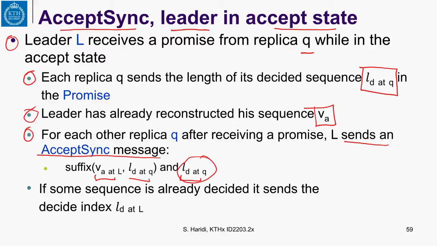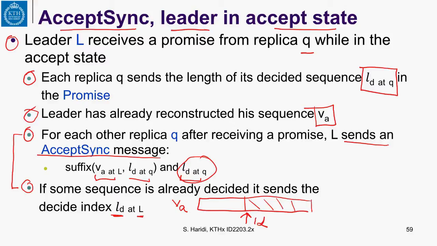It has also to do one more thing, and this is important. And what is that? If some sequence is already decided, it also sends the decide index LD at L. And remember what we mean by that. At any of these processes, we have the accepted sequence, and an initial segment of this accepted sequence is what we call the decided sequence, the LD. So in this case, if before getting the promise message from a replica, some decision has been made by this leader, then this information has to be conveyed to the replica.